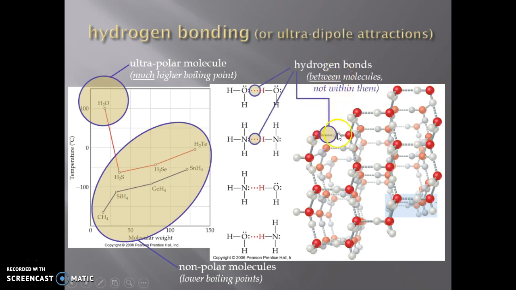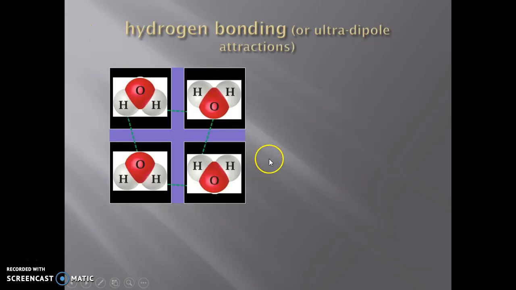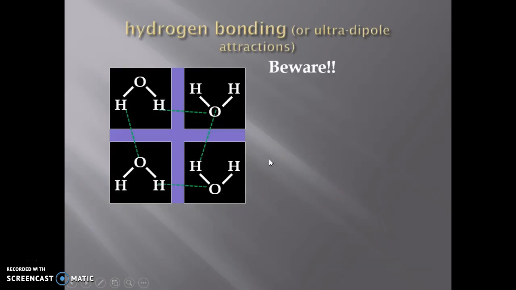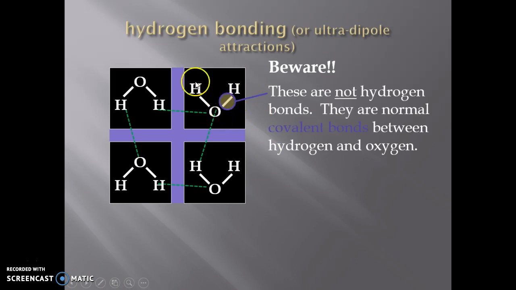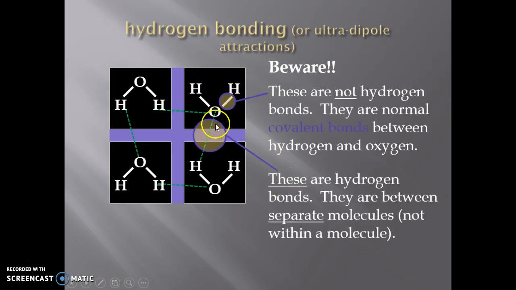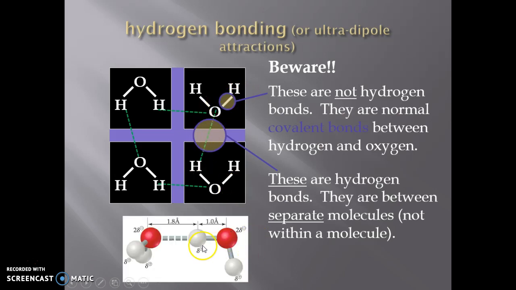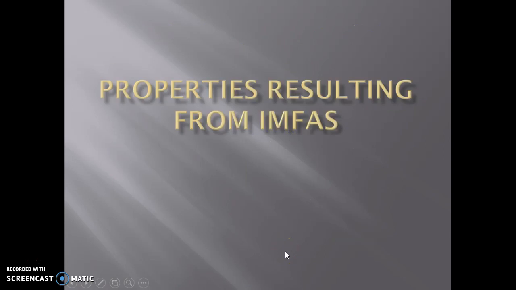Remember that these are hydrogen bonds. These are between molecules, not within molecules. So that's one important thing that you want to remember. These within the H2O, those are the covalent bonds. But the green ones are the hydrogen bonding. These are not hydrogen bonds. These are just covalent bonds. Hydrogen bonding is between molecules. Okay, so much shorter distance here than between two molecules.